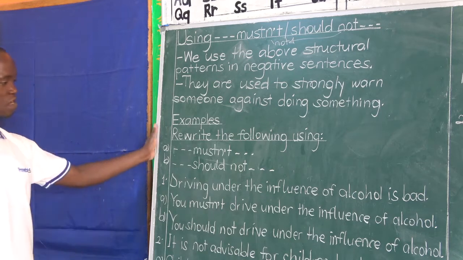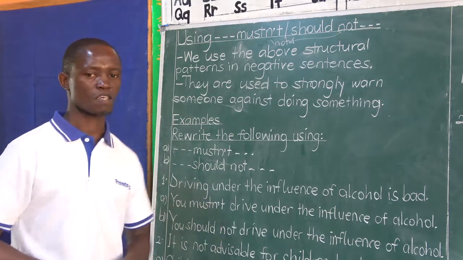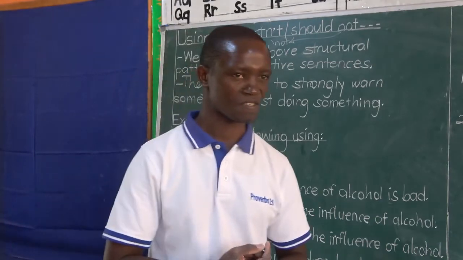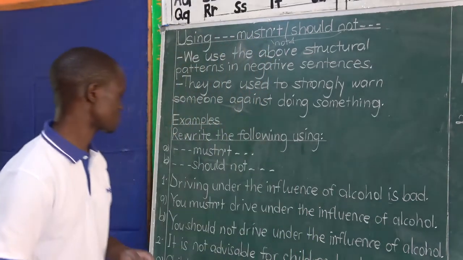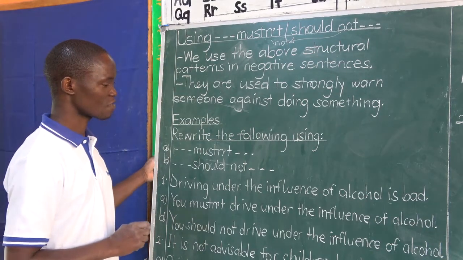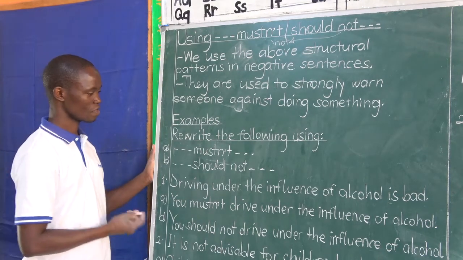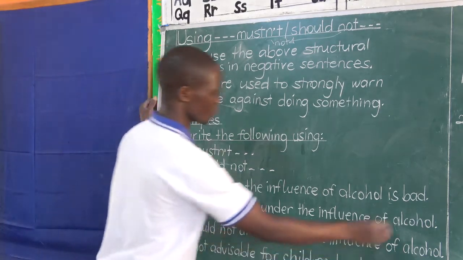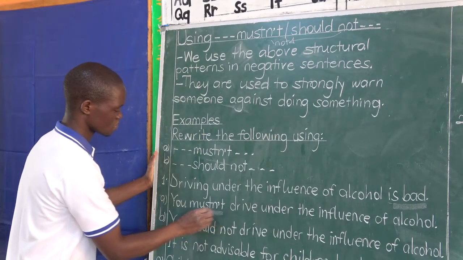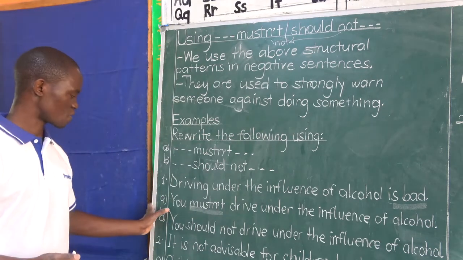Question 1 is: driving under the influence of alcohol is bad. Rewrite the sentence using mustn't. What did you get as our answer? You mustn't drive under the influence of alcohol. We are warned now. Remember the words "is bad" are now left out, because if we tell you you mustn't do something, it means it is bad.